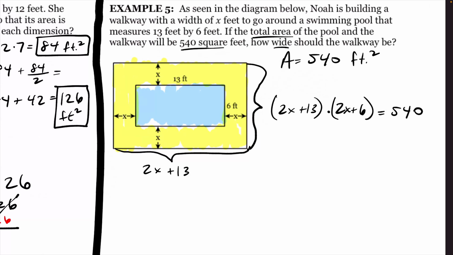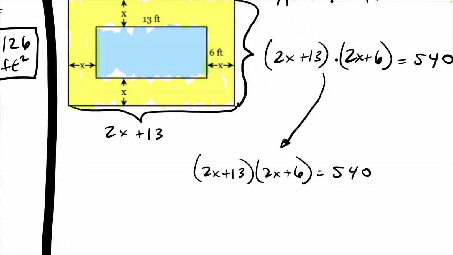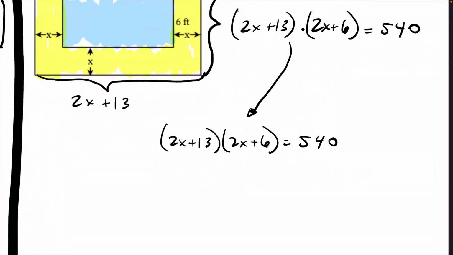Okay. Let's move this down. When I multiply those two together, I better get 540 as an answer. So what do I do? Distributive property or box, right? Just like I did before, just like you guys did before.